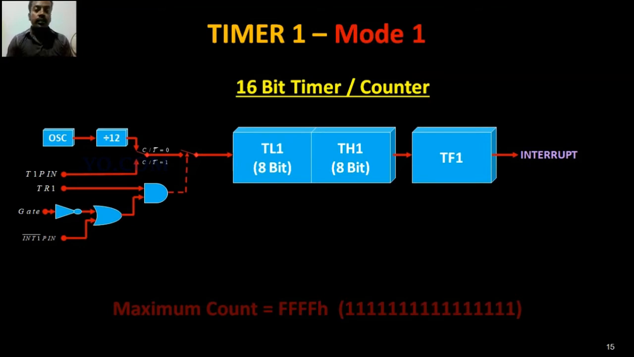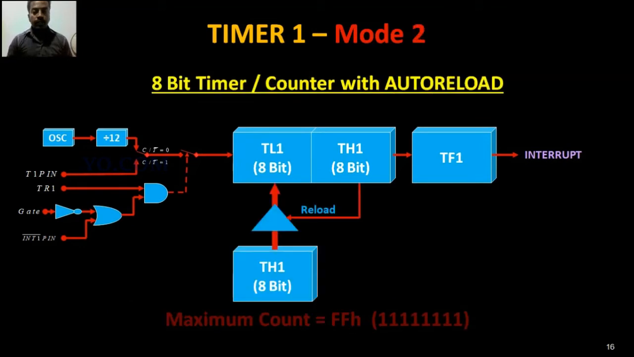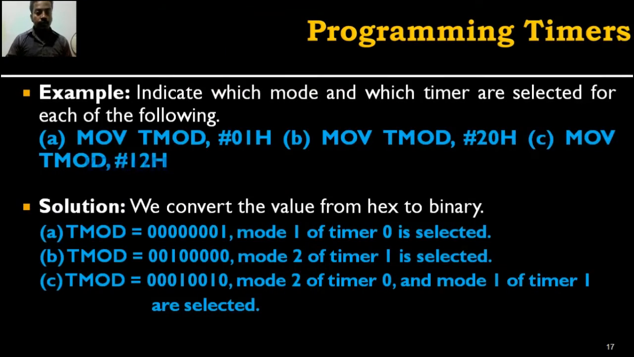So this is timer 1 mode 1, and timer 1 mode 2 is an 8-bit timer or counter with auto reload. Mode 2 is the auto reload mode. Whenever the TL value overflows, the TH value is loaded into TL to continue the counting or time delay generation. The maximum count is FFH, that is 8-bit. These are the different modes of timer 0 and 1.